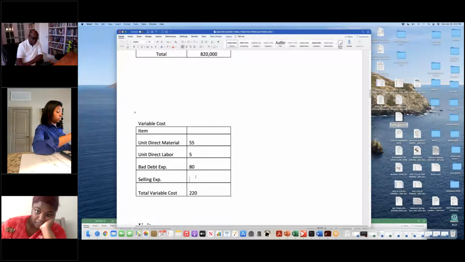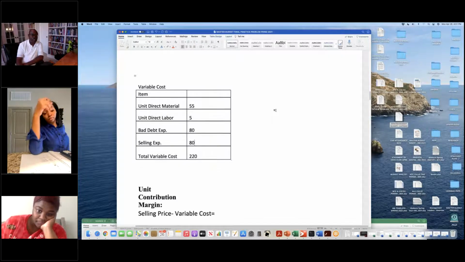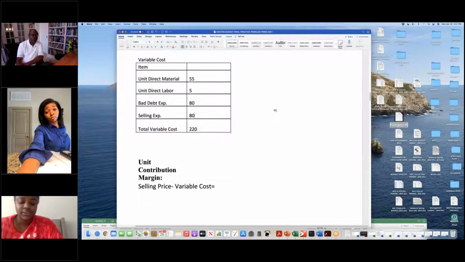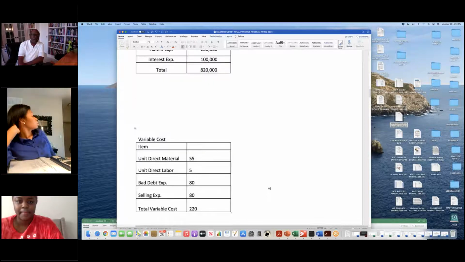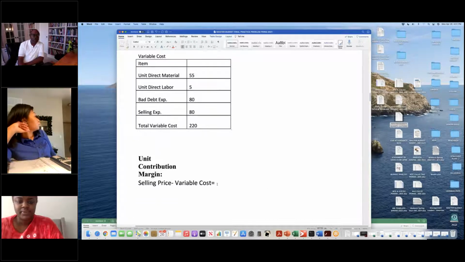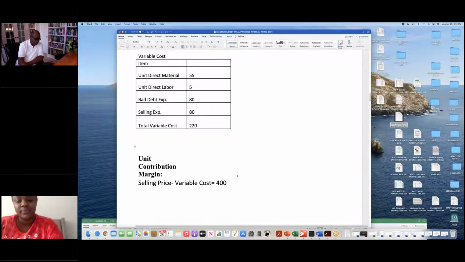So what are you gonna do next? The unit contribution margin. Gonna be what? 180. How do you get 180? Because the selling price is 400 and we're subtracting the variable cost of 220.